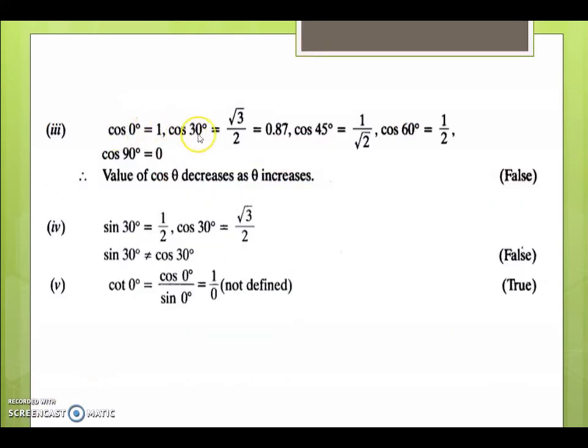Cos 0 is 1, cos 30 is root 3 by 2, cos 45 is 1 by root 2 and so on till 0. So as theta is increasing from 0 to 90, cos theta value is decreasing from 1 to 0. So here the statement is false. Cos theta value will decrease as theta will increase.